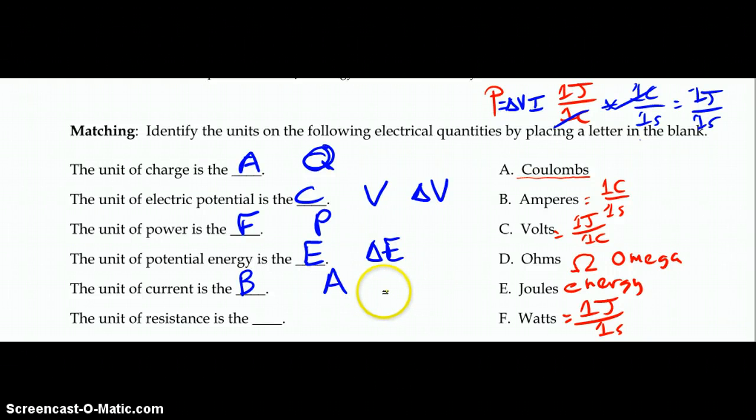Now that's the symbol for the unit. Again, the symbol for current is I. So that can get pretty confusing. We have current I measured in amperes A. And then finally, the unit of resistance is the ohm, so that's letter D. And again, the symbol for that is the Greek letter capital omega to keep us from thinking it's a 0.